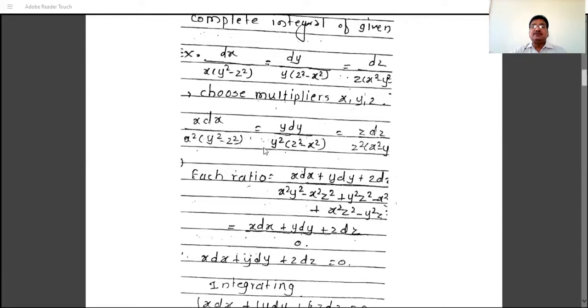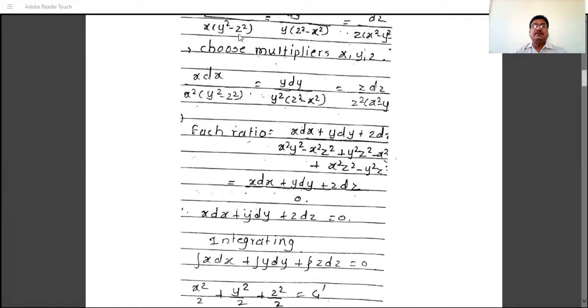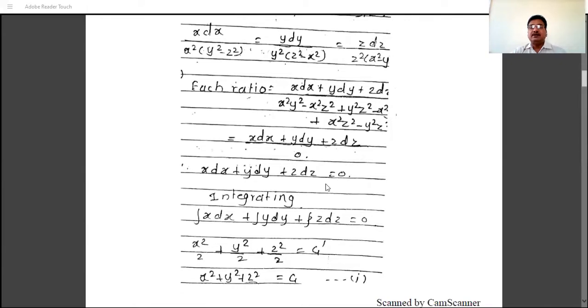that is, choose multipliers such that lP plus mQ plus nR is equal to 0. The next example: dx divided by x into bracket y square minus z square, dy divided by this, dz divided by this, and then choose multipliers x, y, z such that each ratio is equal to x dx plus y dy plus z dz divided by, multiply by x, what we have is x square y square minus x square z square. Similarly multiply by y and add, multiply by z and add. Then we have answer 0, and therefore x dx plus y dy plus z dz is equal to 0.